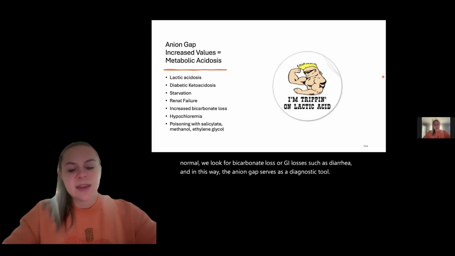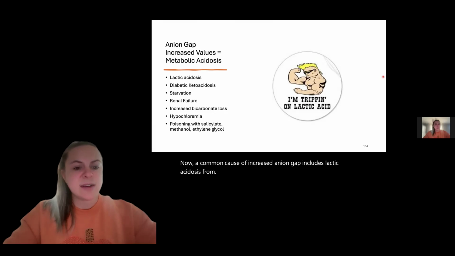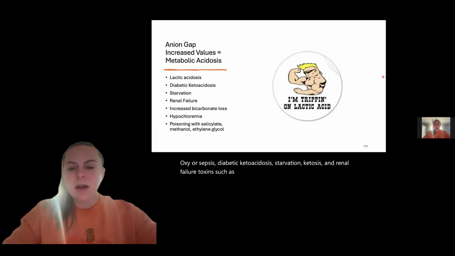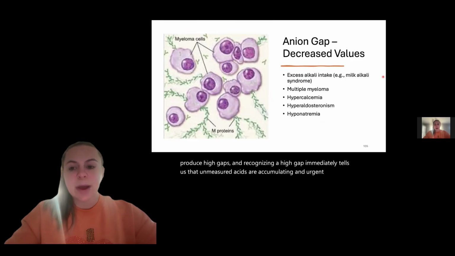Now, common causes of increased anion gap include lactic acidosis from hypoxia or sepsis, diabetic ketoacidosis, starvation ketosis, and renal failure. Toxins such as salicylates, methanol, and ethylene glycol also produce high gaps. And recognizing a high gap immediately tells us that unmeasured acids are accumulating and urgent intervention might be required.